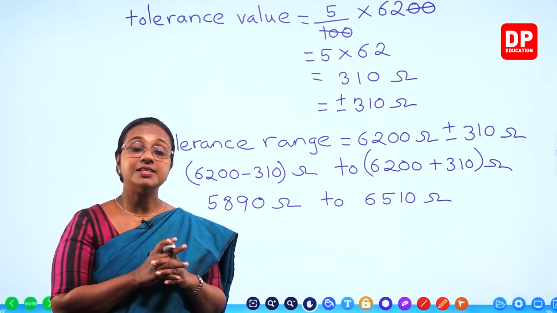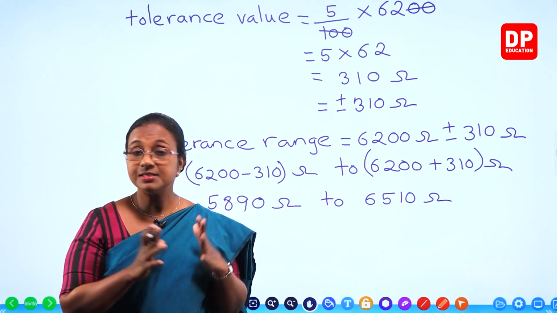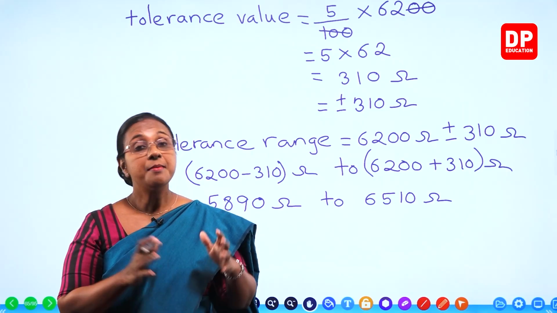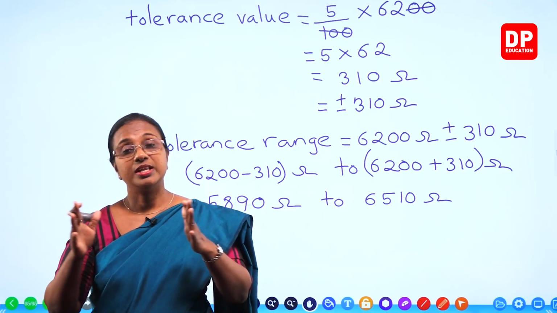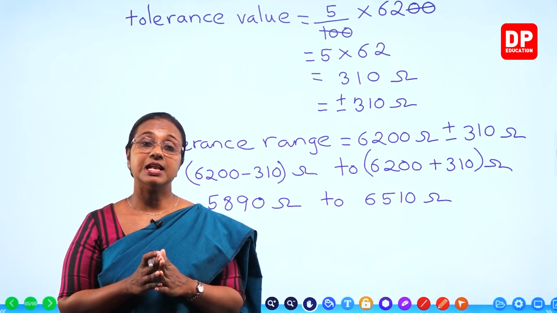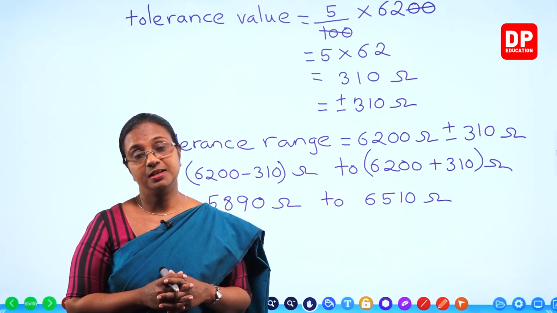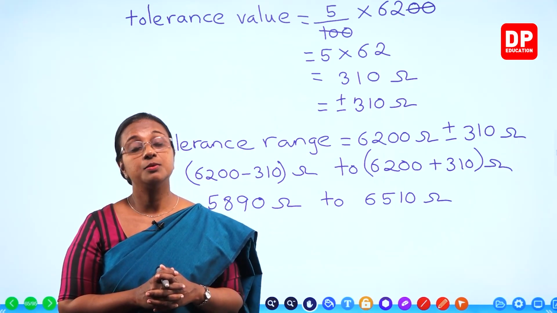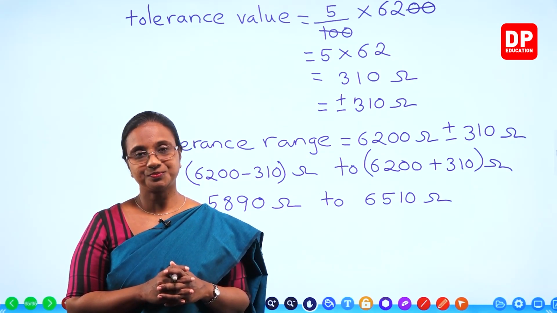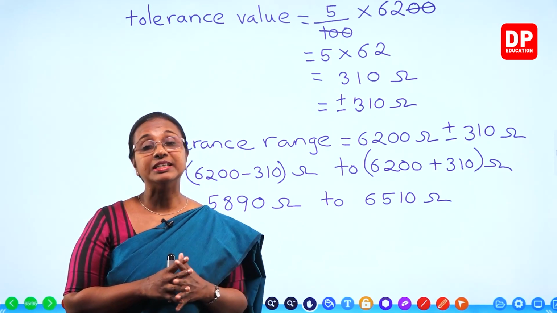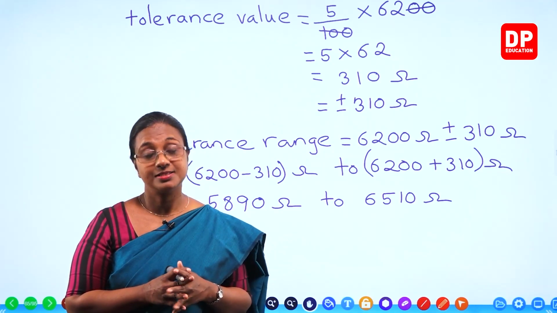So if you take a resistor where the color bands are blue, red, red, gold, the resistance has to be 6200, but it can slightly vary between these two values. It can go down to 5890 or it can go up to 6510. That is how the tolerance works. I'm sure you all can understand this calculation now. But again, I will do another calculation, an example given in your textbook, in the next slide.